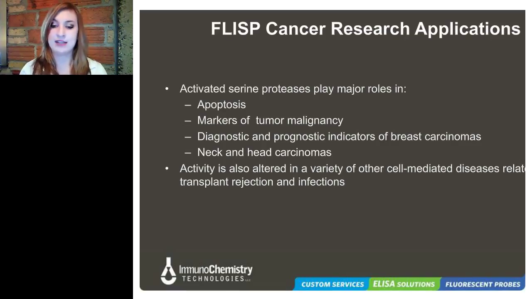However, activated serine proteases play major roles in several different functions, including apoptosis, markers of tumor malignancy, diagnostic and prognostic indicators of breast carcinomas, and neck and head carcinomas as well. So serine protease activity is also altered in a variety of other cell-mediated diseases, which can be related to transplant rejection and infections as well.